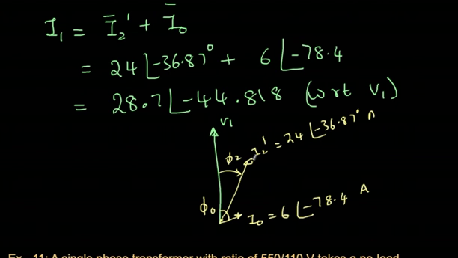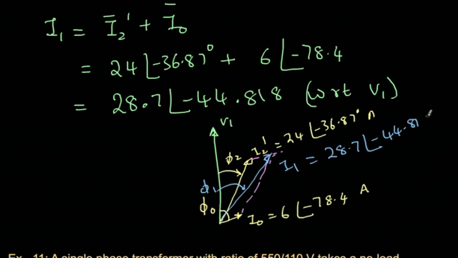Now when I add these two, the final solution which I got is something like this. This is I1 and this angle is called phi 1. And what was I1? We got 28.7 at an angle of minus 44.818 degrees.